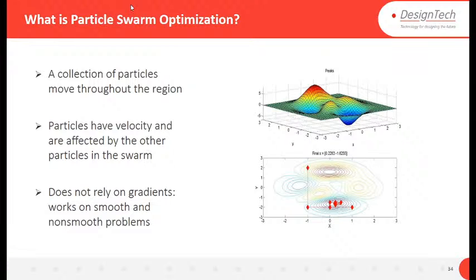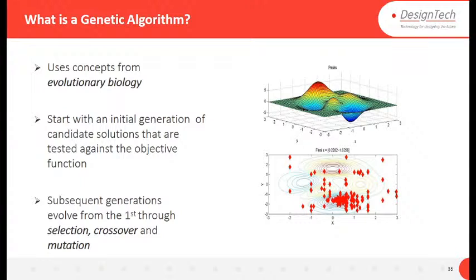Okay, so again here, multi points, it is also a multi-search point: a collection of particles moving throughout the region. Particles have velocity and are affected by the other particles in the swarm. As I told you, if one bird finds, then another will follow. That's why it is written that it is affected by the other particles in the swarm. It doesn't rely on the gradients. It works on smooth and non-smooth problems both.